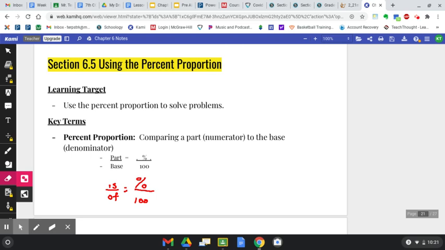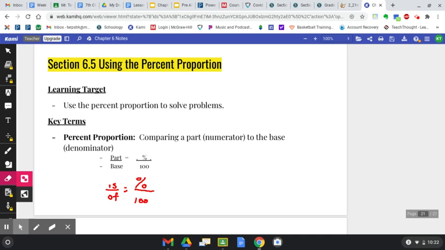All right, section 6.5, using the percent proportion. If you remember back to section 6.2 when we introduced proportion, or equal ratios, we used cross multiplication to solve. So we're going to use the percent proportion to solve these problems. Now, there are times where you don't really need to use this proportion. You're going to be able to look at the problem and figure out what it is. But there's other times where this comes in very handy.